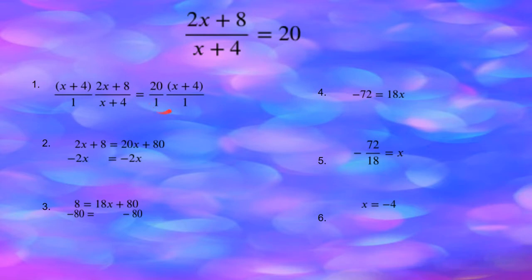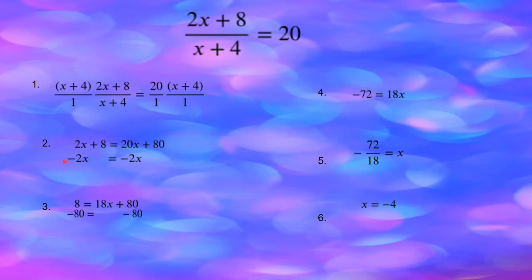And then on this side, you want to change the 20 to 20 over 1, which is the same thing, and multiply, again, there should be a multiplication sign over here, by x plus 4 over 1. So you should get 20x plus 80, because you distribute, right? 20x, and then 20 times 4, which is 80. So 20x plus 80 over 1, which is basically the same thing as 20x plus 80.